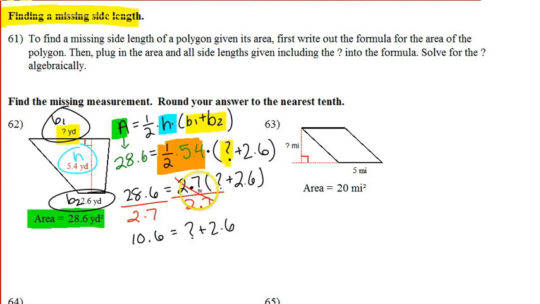Notice how this piece right here, 2.7, is gone. We divided it to the other side. So now I have this equation, 10.6 equals question mark plus 2.6. To get rid of that 2.6, because it's adding, I need to do the opposite of adding, which is subtract 2.6 to both sides. Positive 2.6 minus 2.6 cancels each other out. And we have 10.6 minus 2.6, which is 8, equals our question mark, and that is the missing side. That base up here, this question mark, is 8.